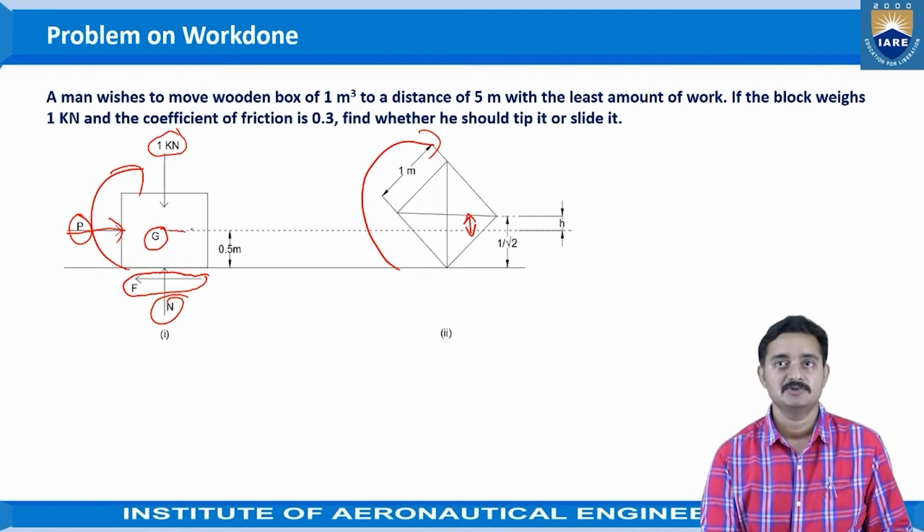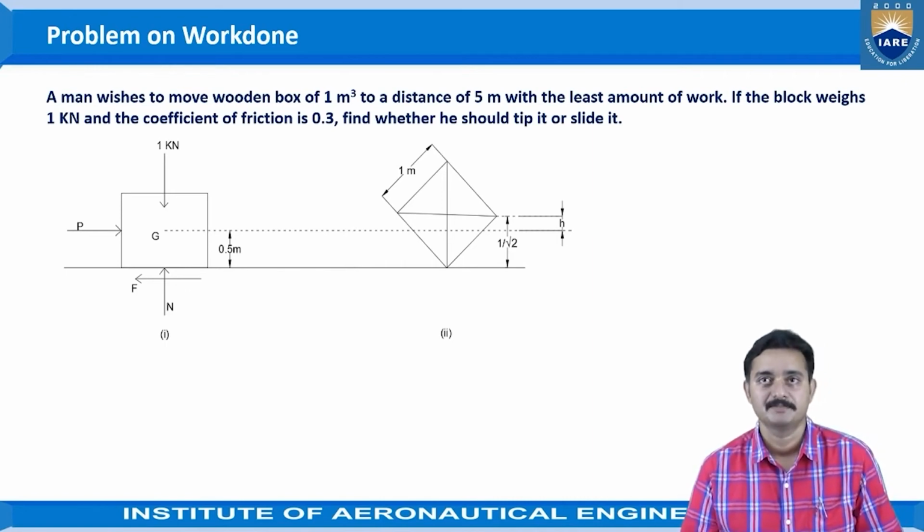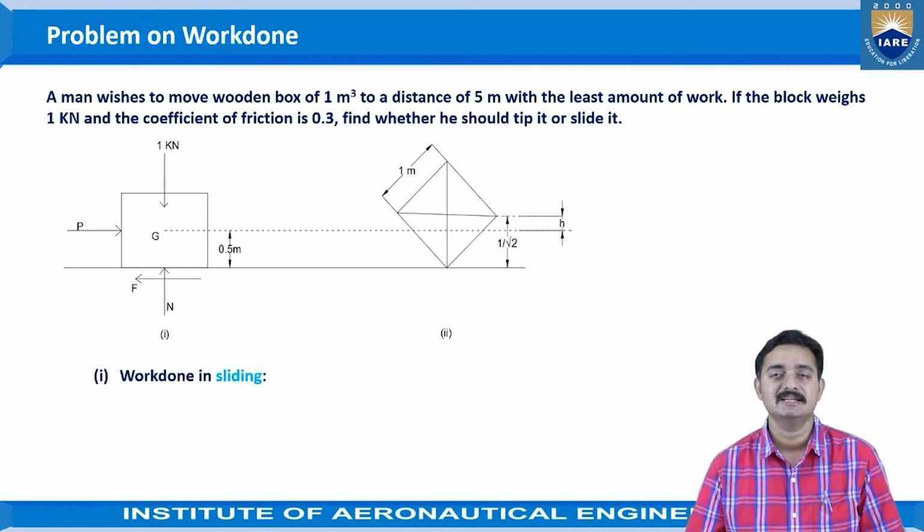Actually, the center of gravity's position is here at the center, at a distance of 0.5 meters. But for tipping purposes, we are raising this center of gravity to a height of h. So tipping is done in that fashion, and the direct pushing of the object is with the application of force P onto the wooden box. So first we are considering the work done in sliding.